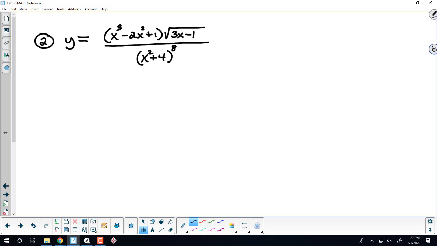So on the exam, it'll say explicitly, use logarithmic differentiation to find the derivative. If it doesn't say, you can use any method you want. But on the exam, one question will explicitly say, use logarithmic differentiation. So at least once on the exam, you'll have to do this.